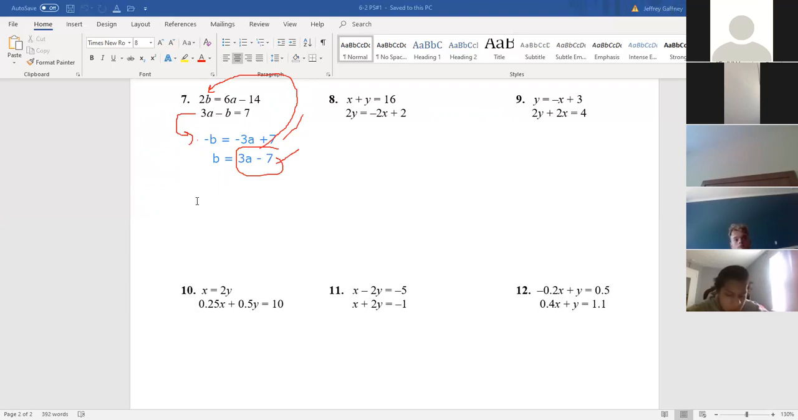So watch what happens. So now I've got 2 times 3a minus 7. Can't find it, but all right. 3a minus 7 equals 6a minus 14. And then you see what's going to happen when I distribute that 2. I get 6a minus 14 equals 6a minus 14, right? So it's the exact same line. I got infinite number of solutions. So I've already done number 7 for you.